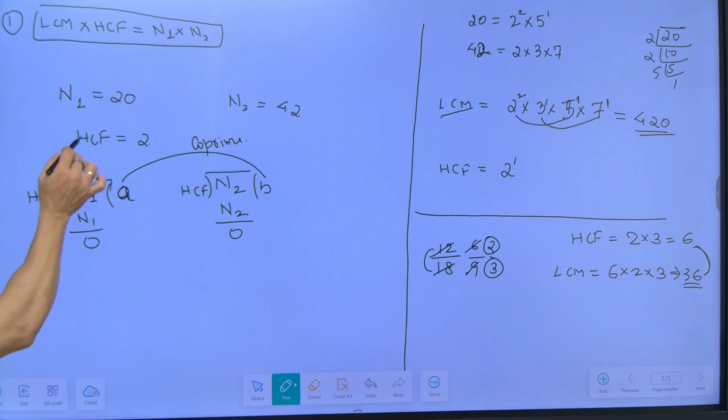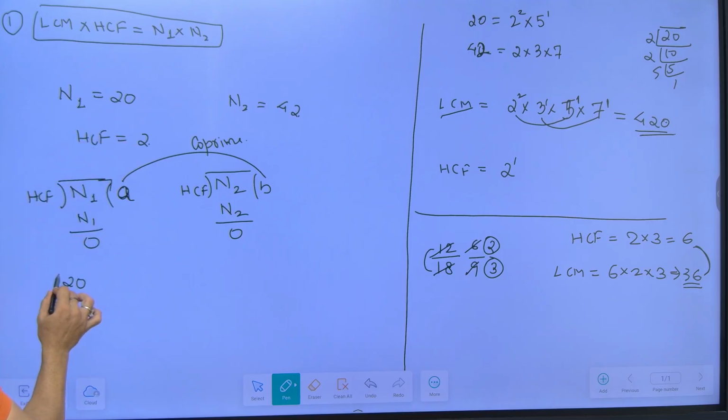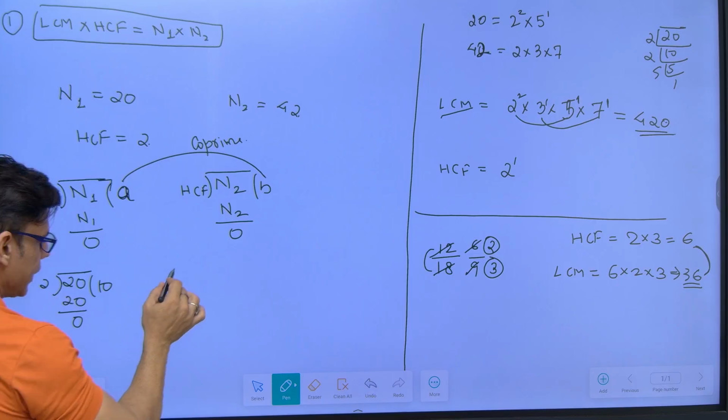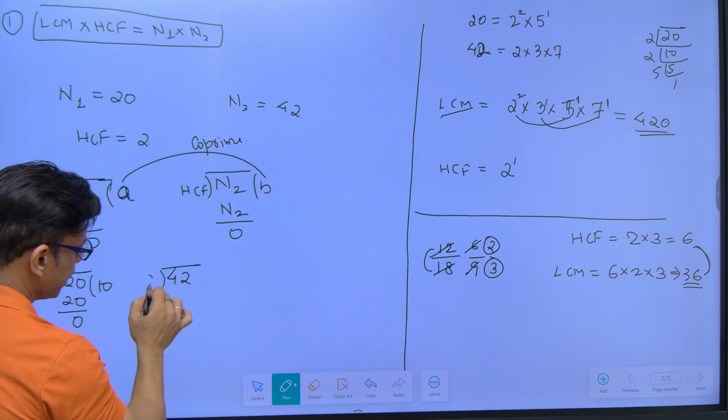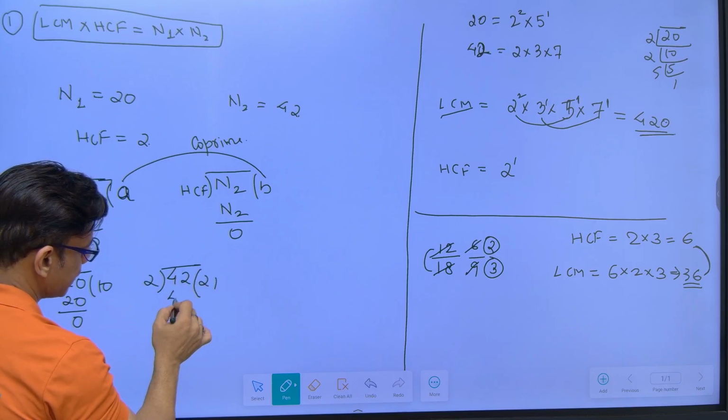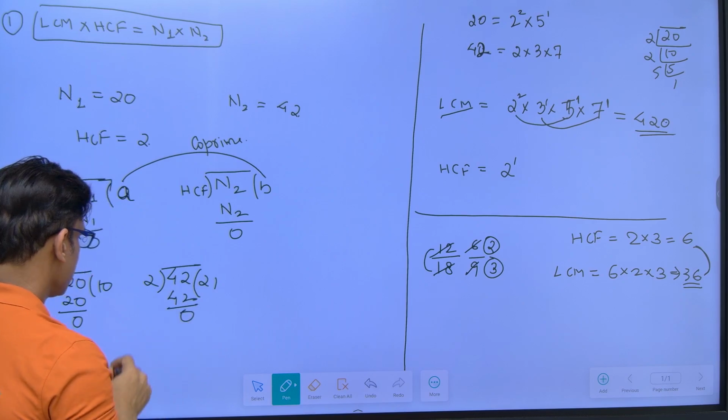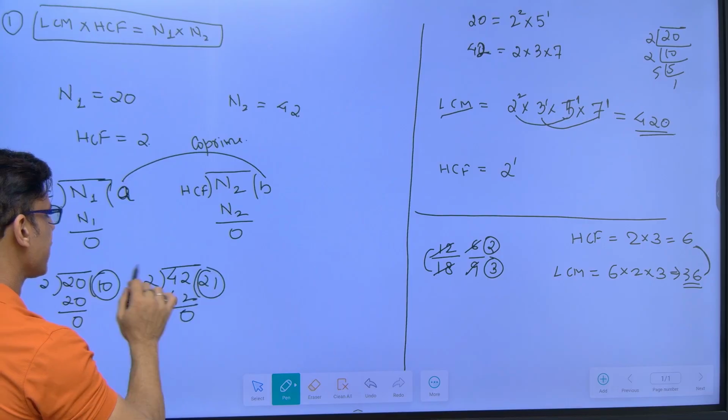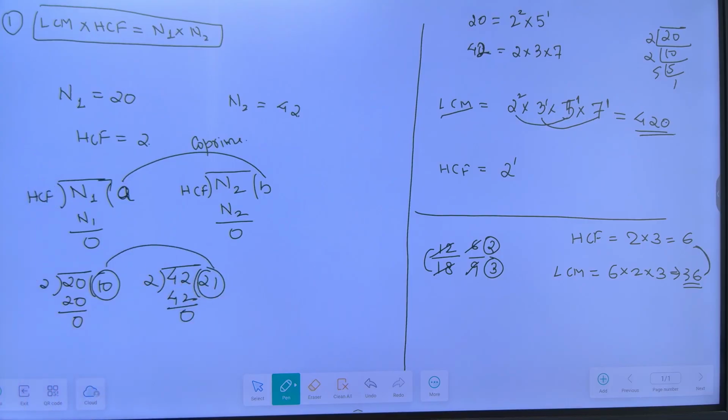Let's check with this example only. So you have 20, HCF is 2, 2 tens are 20, remainder is 0. Next number is 42, divided by 2, 21. 10 and 21, I told you, right? 10 and 21, obtained by dividing by the HCF, are always co-prime.